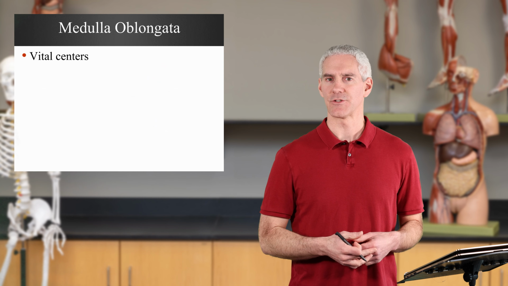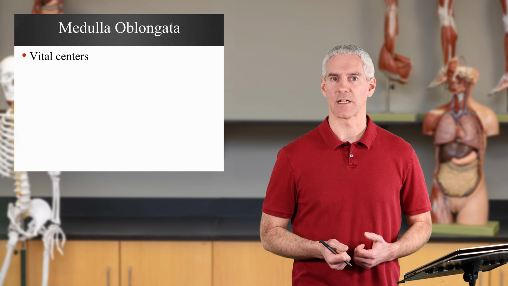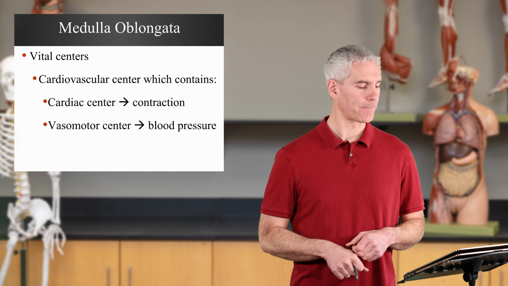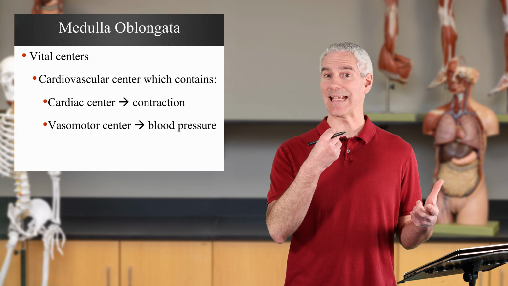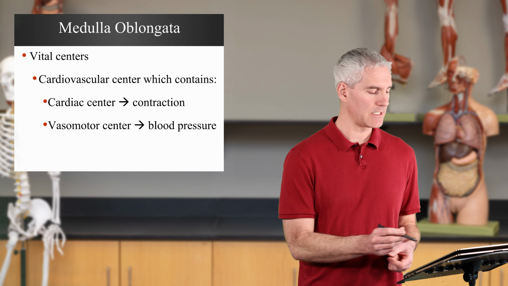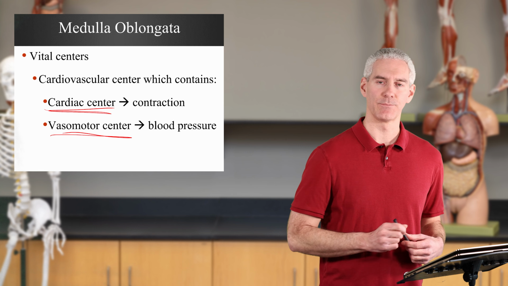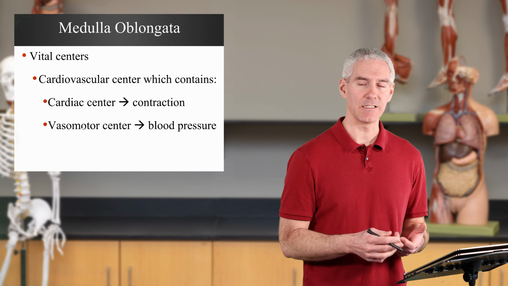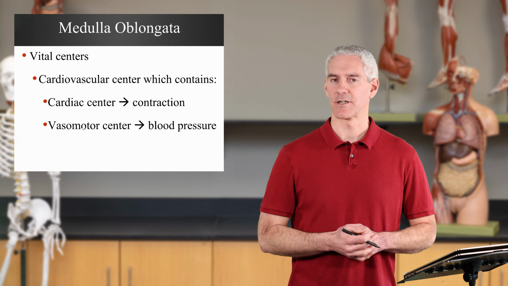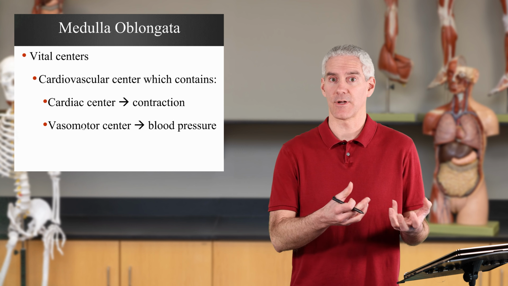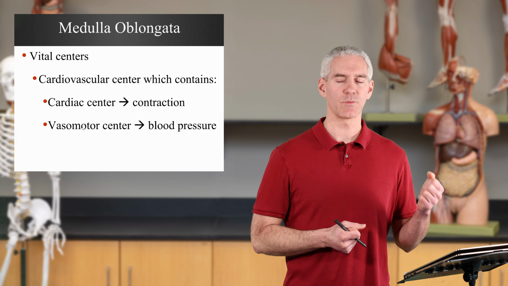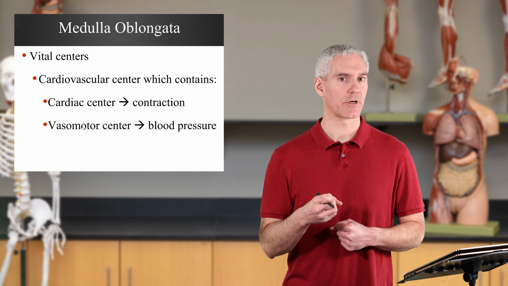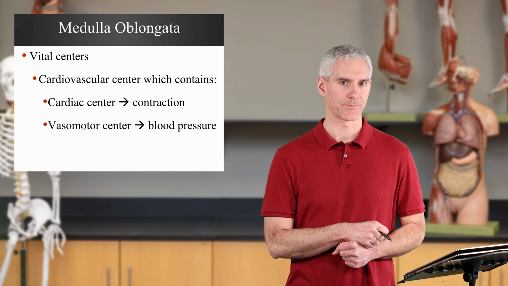Now I mentioned automatic features, autonomic systems. Well, these are your vital centers, things you need to have functioning. We have the cardiovascular center. Now the cardiovascular center is located in the medulla oblongata. It's going to deal with both the cardiac center and the vasomotor center. Now I'm saying they're both part of the cardiovascular center because they both deal with your heart. The cardiac center is contraction, so the heart contracting, while the vasomotor center deals with blood pressure. So you're dealing with the heart contracting and controlling blood pressure, both from this cardiovascular center.